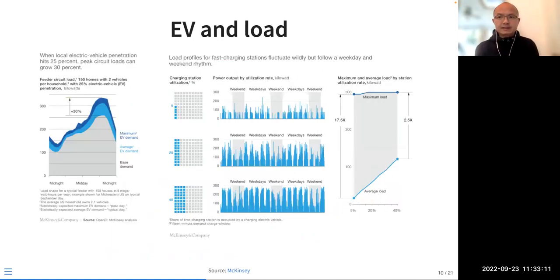My other example is EV. As I mentioned, EV has two fundamental impacts on our energy demand. One is the magnitude. Second is the distribution of the load. This is a study by McKinsey. As you can see here, regarding electric load or charging behavior by EV, when the local EV penetration hits about 25%, peak loads can grow about 30%. That's the maximum EV demand compared to the base demand without EV, mostly due to the charging behavior.